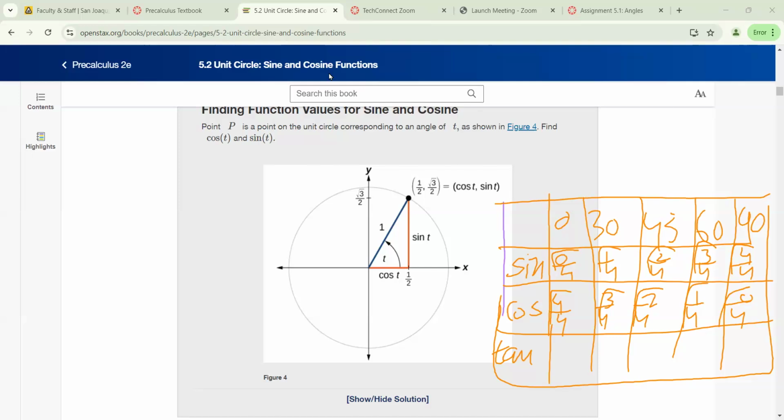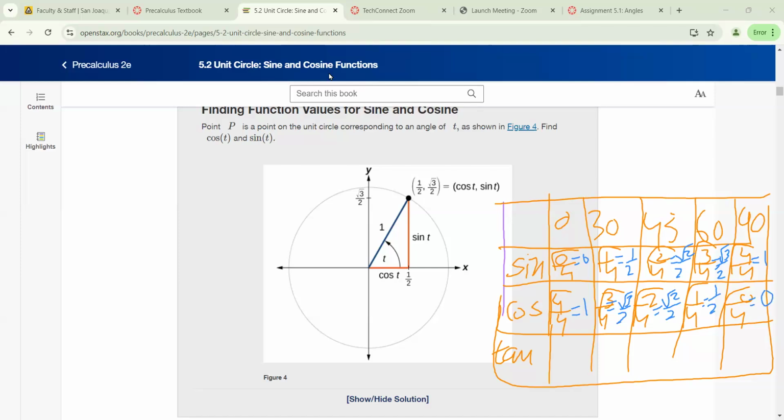And then this 0 over 4 is basically 0. 1/4 under the square root means 1/2. Square root 2/4 means square root 2 over 2. Square root 3/4 means square root 3 over 2. 4 over 4 is 1. Under the square root, 1 is 1. Same way, this is 1. And this is square root 3 over 2. This is square root 2 over 2. This is 1/4. Square root will be 1/2. This is 0 right here.